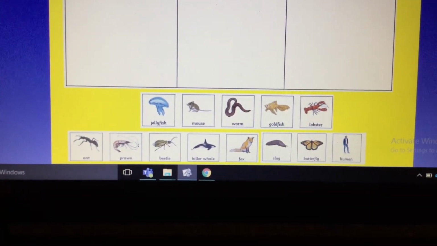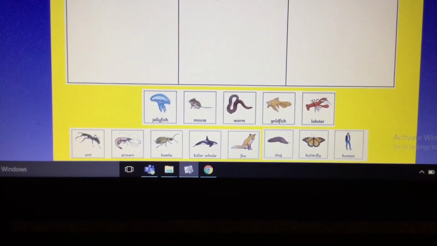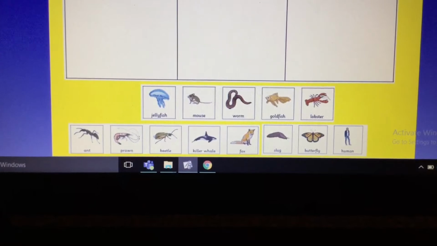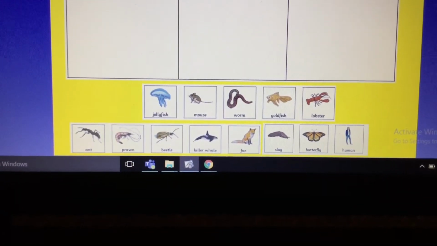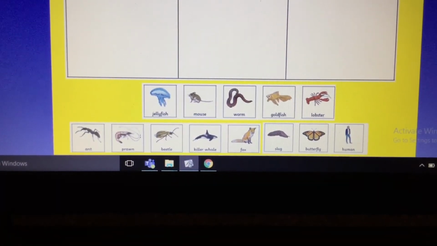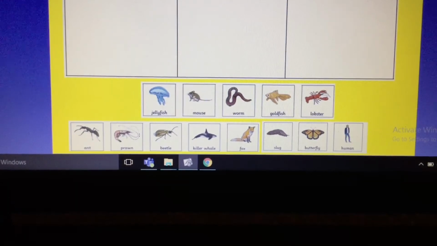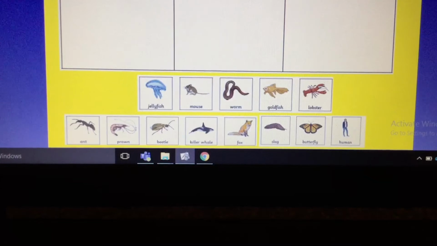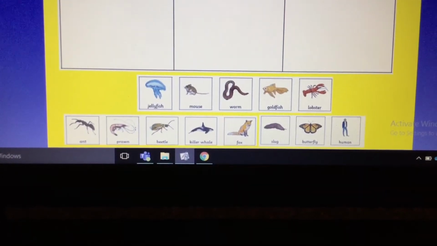So we've got jellyfish, mouse, worm, goldfish, lobster, ant, prawn, beetle, killer whale, fox, slug, butterfly, human. Pause the video now to make a note of those.